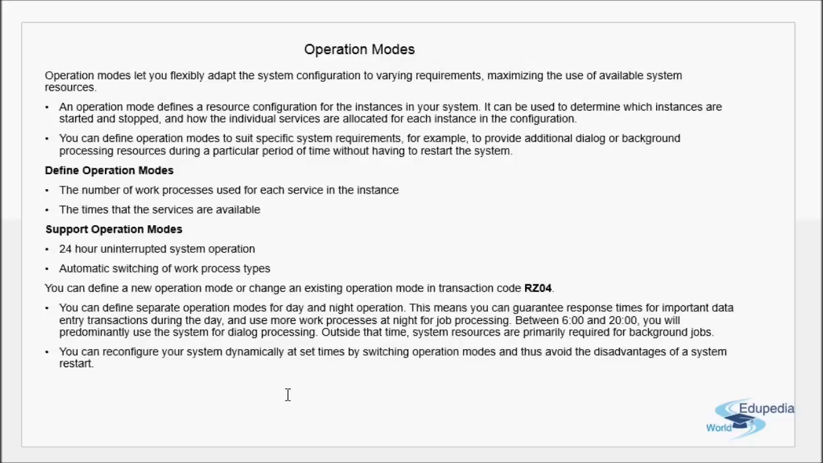You can reconfigure your system dynamically at set times by switching operation modes and thus avoid the disadvantages of a system restart. So this change is done dynamically by just switching the operation modes, and this will prevent us from having a system restart. So the switch of a work process mode from dialog to background is done dynamically. It does not require any system restart.